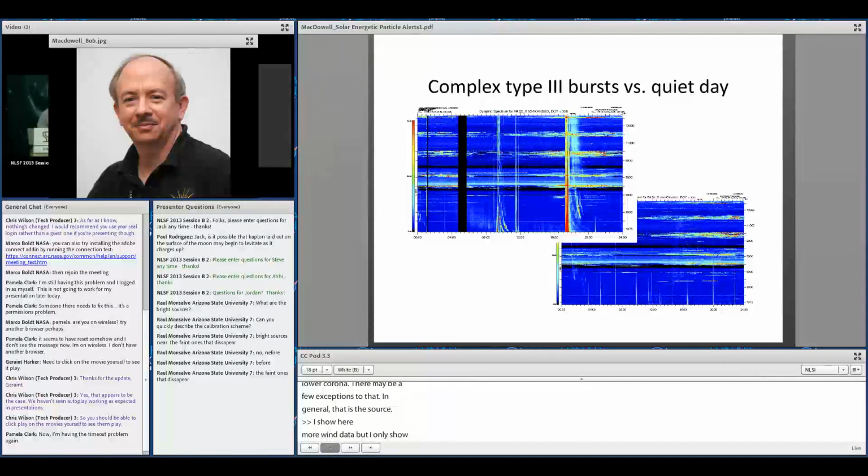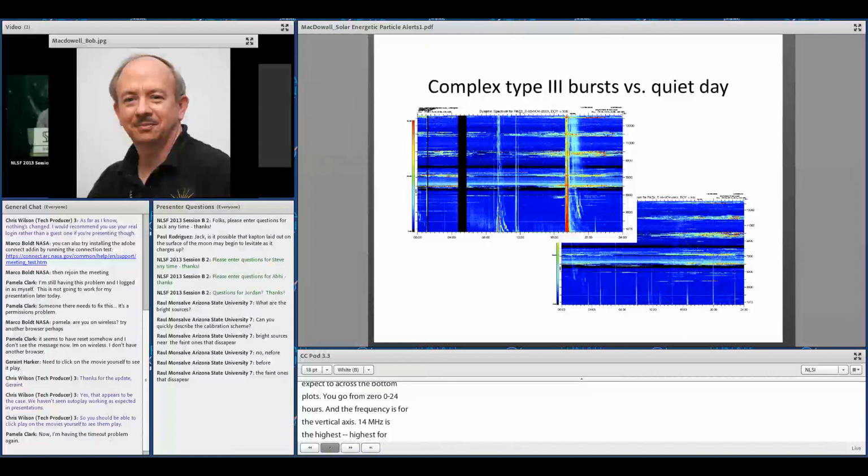And in it, I'm showing two different panels. The upper panel on the left shows two complex type 3 bursts, one of them around the middle of the day. I guess maybe for some I should say a little more about these dynamic spectra. Across the bottom of the plot, in letters which are too small, you go from 0 to 24 hours, and frequency is the vertical axis. 14 megahertz is the highest frequency at the top, 1 megahertz is the lowest frequency at the bottom.